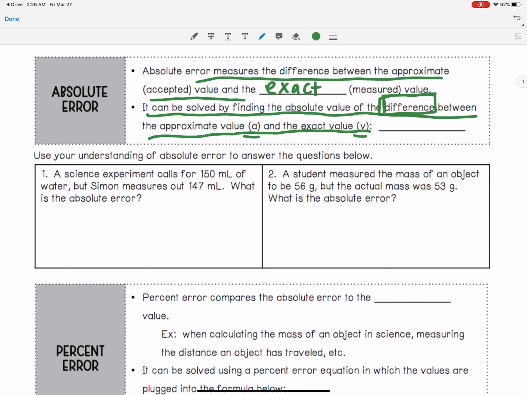Now, we talked about absolute value at the beginning of the year, and that's when you have these two bars that no matter what you do on the inside, your answer will always come out to be a positive number. So we have to find the difference, that means subtraction, of A, the approximate value, and V, the exact value. And we're going to use that equation later on, or anytime that you're asked to find the absolute error.